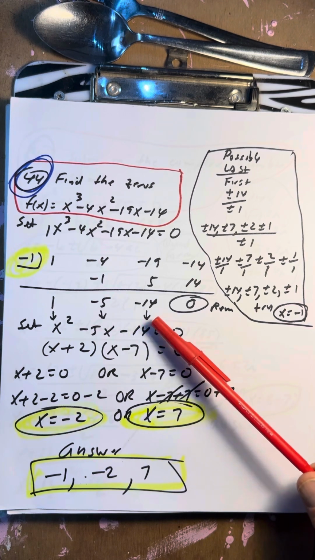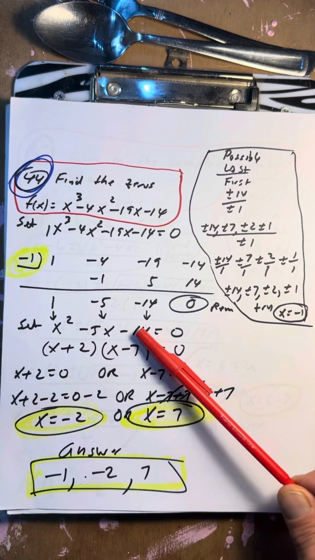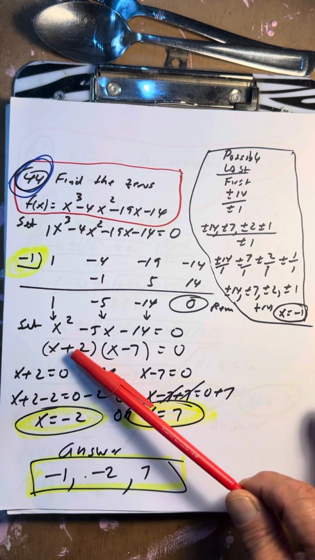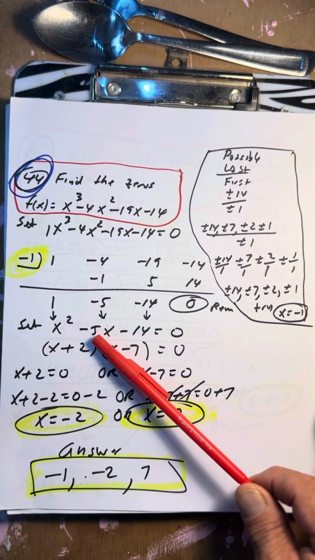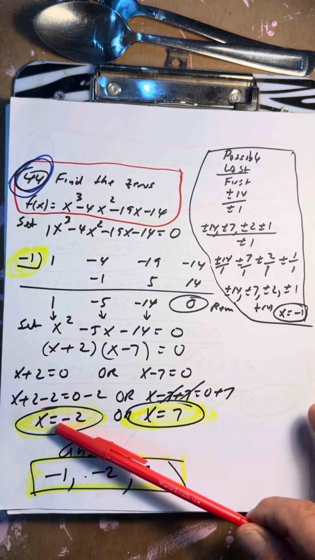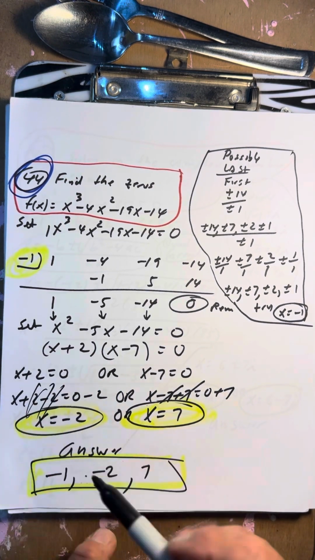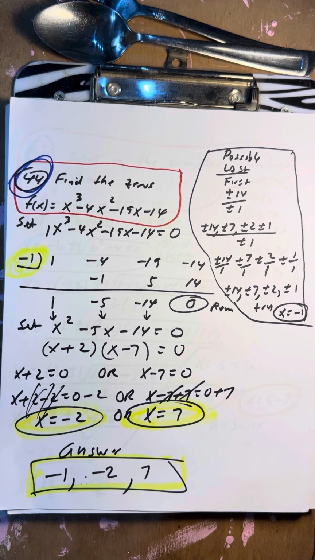Now, I'm going to factor this one out. The numbers are 2 times -7. Is that right? 2 times -7 is -14, and -7 plus 2 is -5. Yeah, that works. So x plus 2 equals 0, minus 2 from both sides, so x equals -2. Other side, x minus 7 equals 0, so x equals 7. So we have -2 and 7.